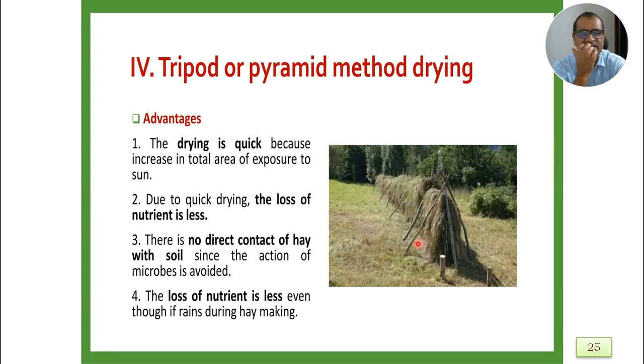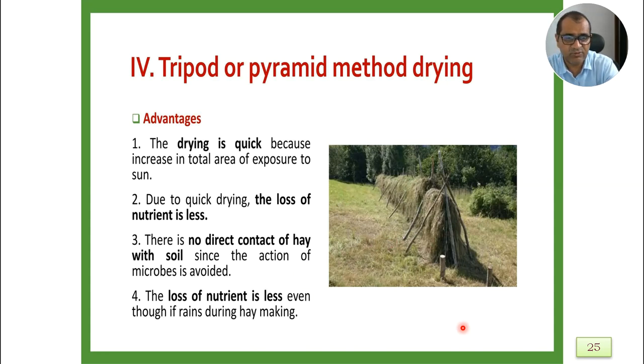Here you can see the poles used to support the hay. The advantage is that drying is very quick, and due to quick drying, the loss of nutrients is very low because it is totally exposed to sunlight. There is no direct contact of the hay with soil, and since the action of microbes is avoided, the loss of nutrients is very low even if it rains during the making.